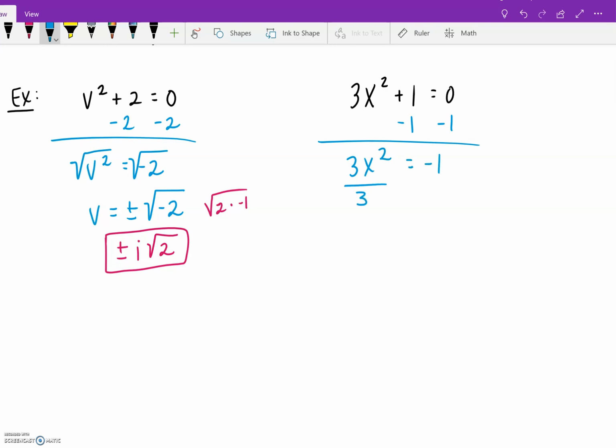Again, I want to get that x squared isolated all by itself, so I'm going to divide by 3. I'm going to keep working down with x squared equal to -1 over 3. All right, the next thing we need to do is take the square root of both sides, and then we have x is equal to plus or minus the square root of -1 over 3.